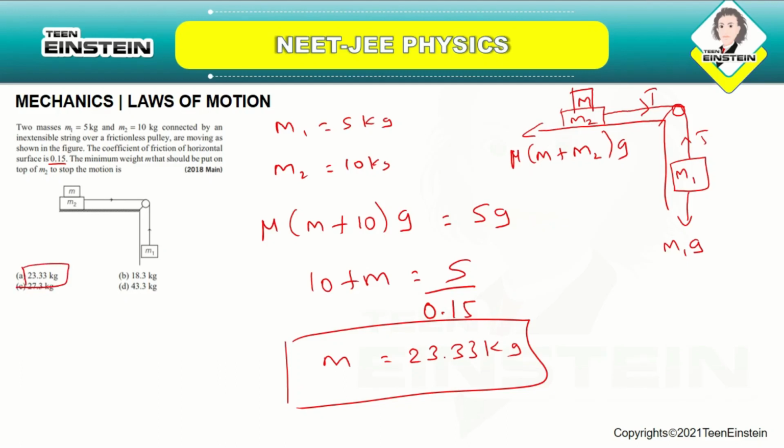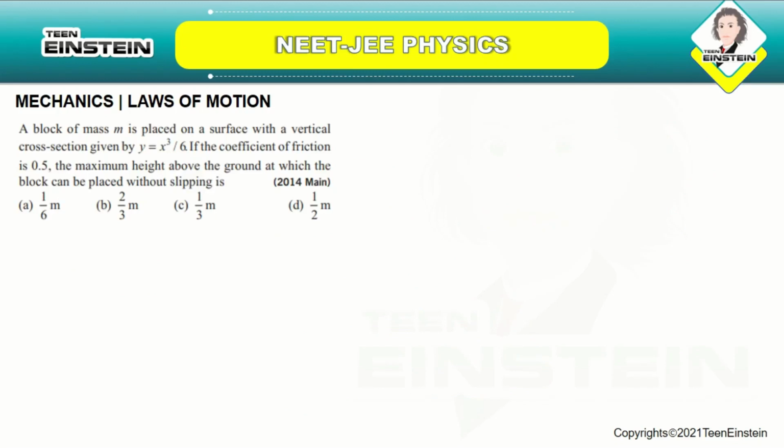Okay, let us now move on to the next question. A block of mass m is placed on a surface with a vertical cross section given by y is equal to x cube by 6. If the coefficient of friction is 0.5, the maximum height above the ground at which the block can be placed without slipping is. So here you can draw a diagram for it. You will have x, y, and here you have theta, and you have the block over here, mass m.